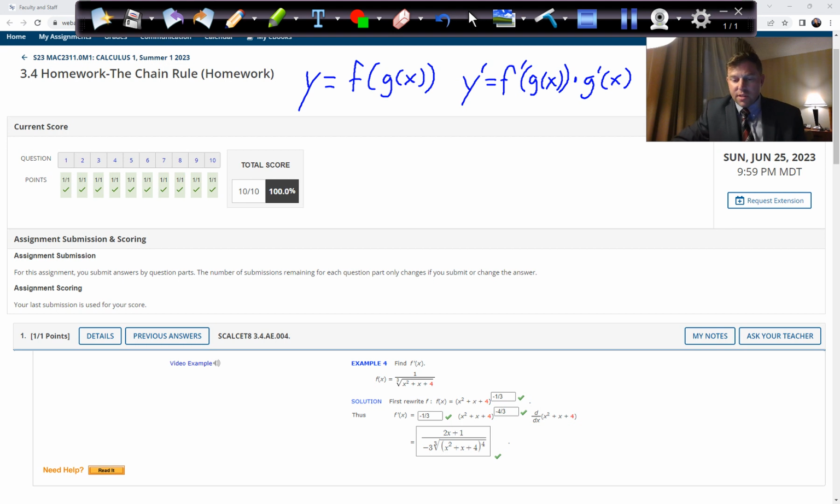So you always have to be taking two derivatives when you do a chain rule, and thinking of it as the outer derivative times the inner derivative. Okay, so let's start with one. It's actually kind of a challenging one to start off with, but we'll look at it.